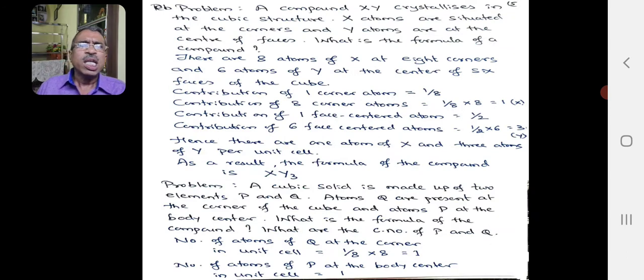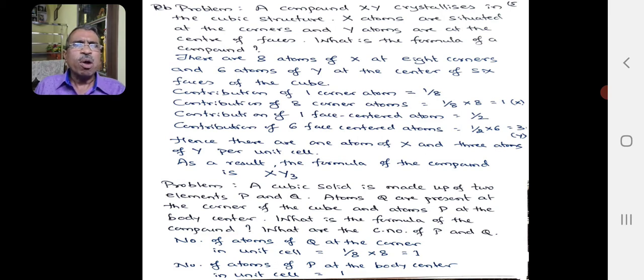Hence, remember, in the simple cubic structure, the unit cell contains one atom. In the body-centered cubic structure, the unit cell contains 2 atoms. And in the face-centered cubic structure, the unit cell contains 4 atoms. Keeping these points in mind, let us take some problems based on this.